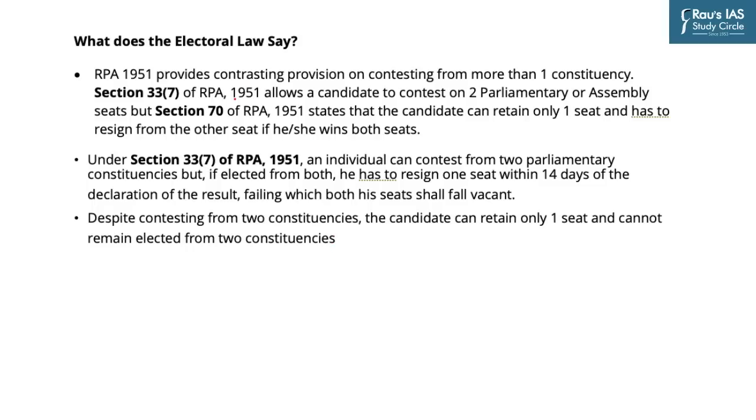Now the Representation of People Act 1951 provides for contrasting provisions regarding contesting from one or more constituencies. Section 33 provides for a candidate to contest two parliamentary or assembly seats, but on the other hand, section 70 of RPA states that a candidate can retain only one seat and has to resign from the other seat if he or she wins both the seats. Thus, despite contesting from two constituencies, the candidate can retain only one seat.